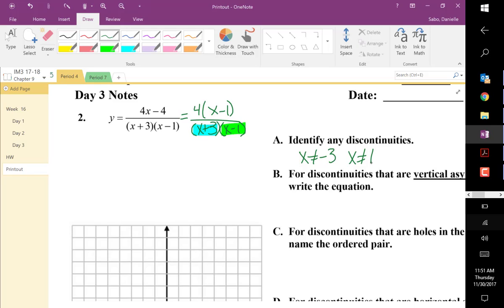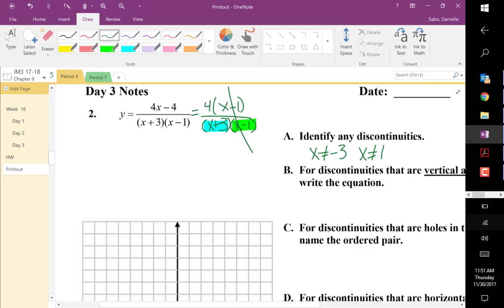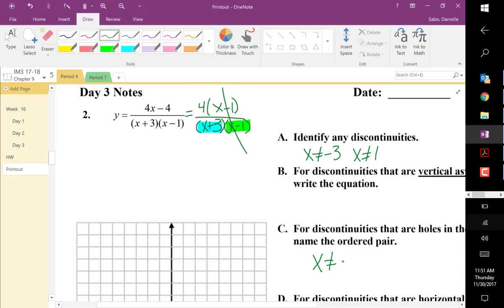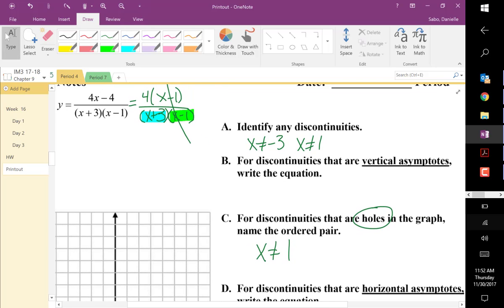I already heard that someone knew there was a hole somewhere. Which one? This one, negative 3? Or 1 is the hole? 1 is the hole because I cancel. So now I'm going to say that I have a discontinuity at x equals 1, a hole. What is negative 3? Why do we put a line through the equal sign? It means it does not equal. So it's saying it cannot be negative 3.